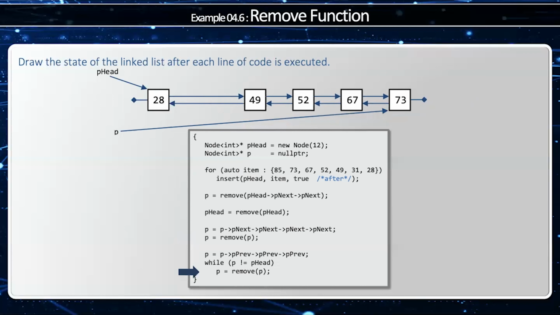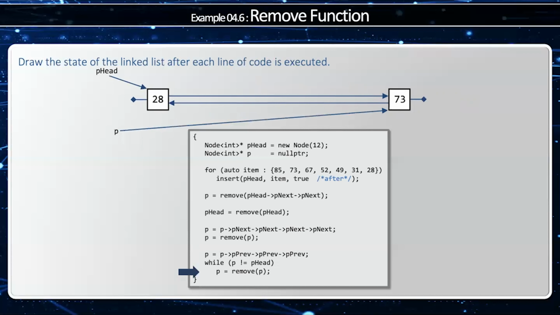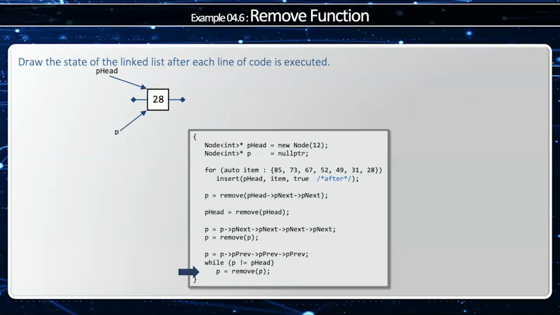Now I'm going to move p all the way to 49. And 49 is p arrow p previous, p previous, p previous. And now as long as p is not equal p head, and it's not because p head is 28 and p is 49, then I'm going to attempt to remove p. When I remove p, I'm going to point to the one after it, then the one after, then the one after. Now when I remove 73, I'm no longer going to point after, I'm going to point to the one before. So now p equals p head, so I exit the while loop.